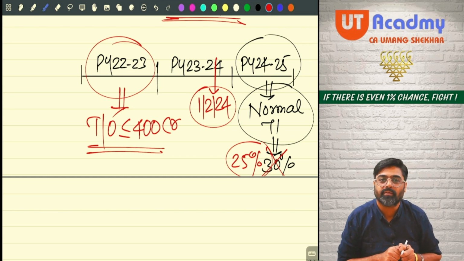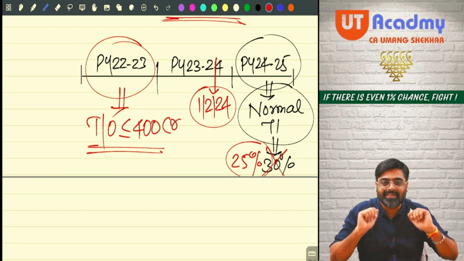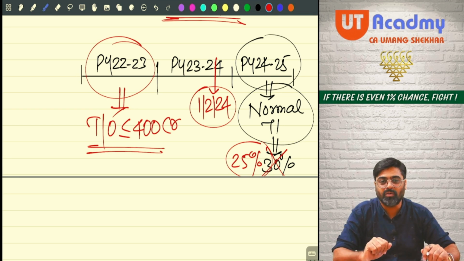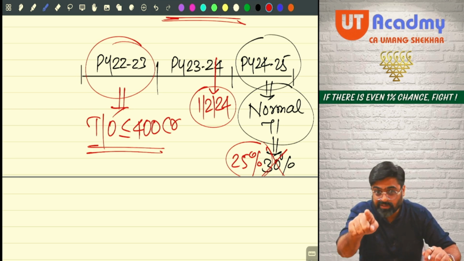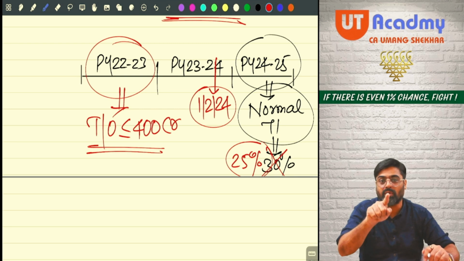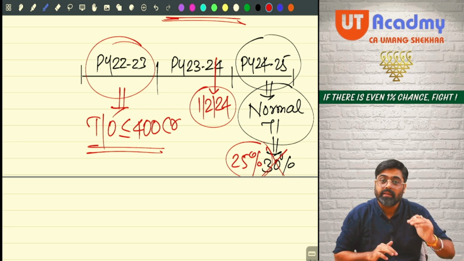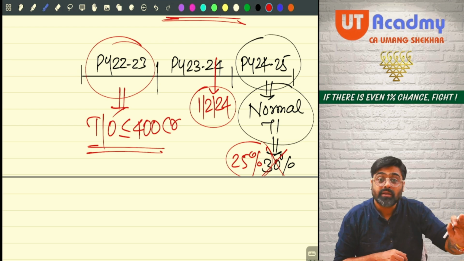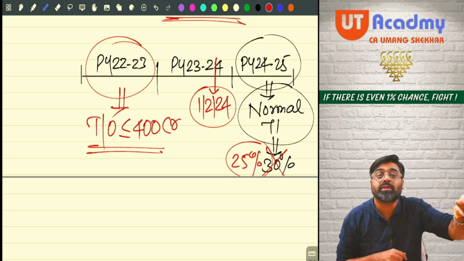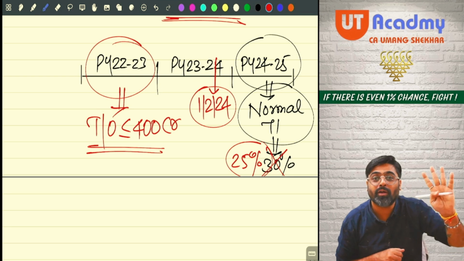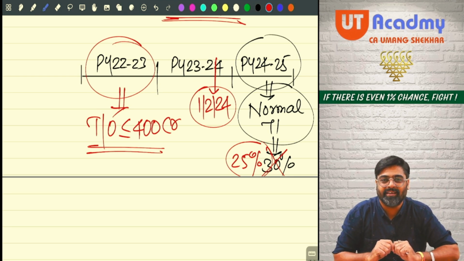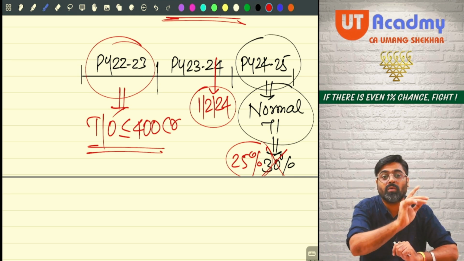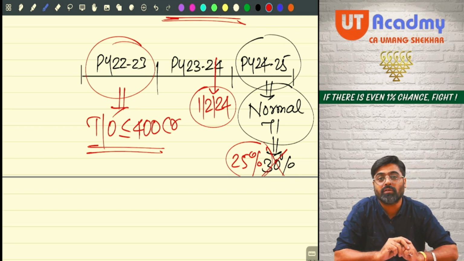Now just imagine, if the government tells you in this budget only, on 1st of February 2024 only, that in the next year, your tax rate will be 25% if your next year's turnover is 400 crores or less. Tell me which company will allow their turnover to go beyond 400 crores. The turnover will be manipulated.